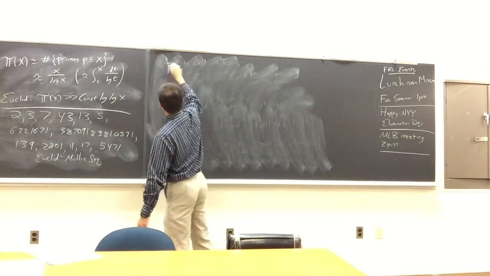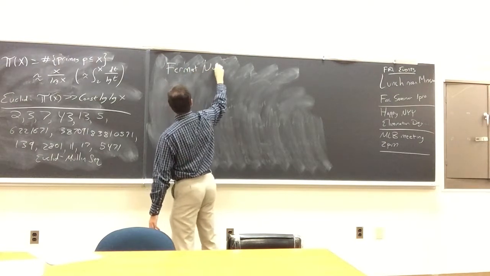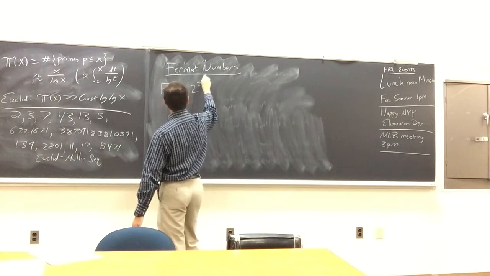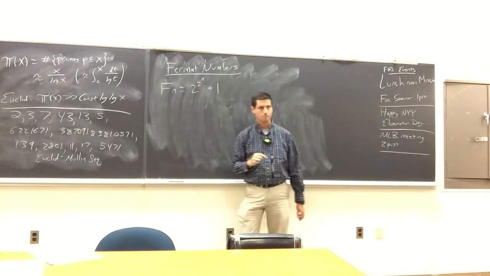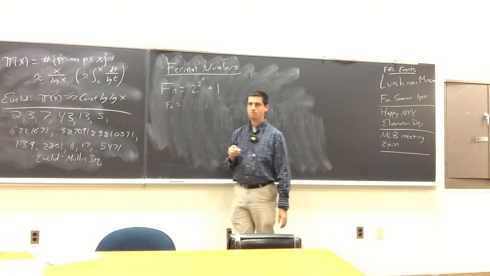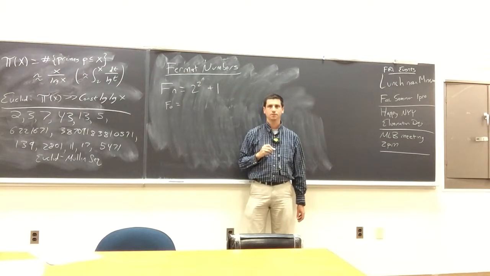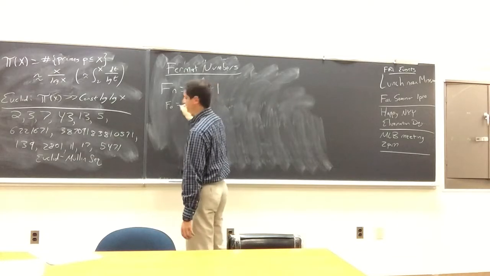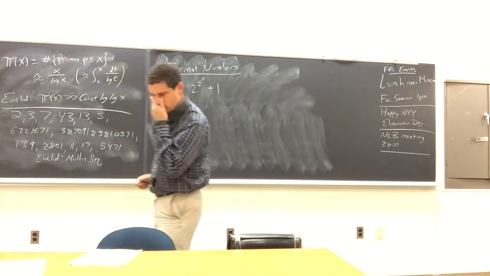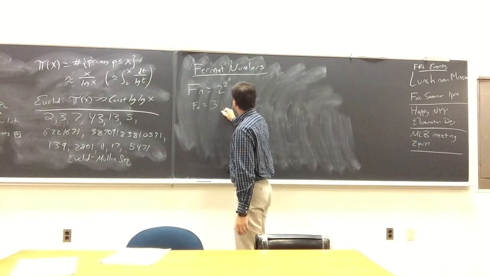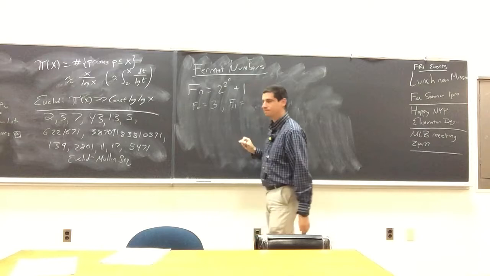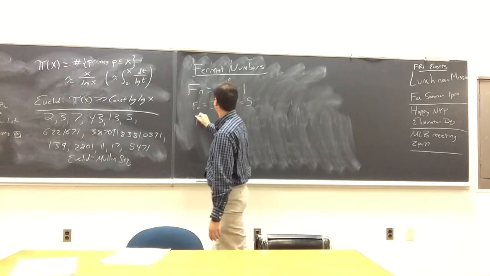Another one is Fermat numbers. So Fn is 2 to the 2 to the n plus 1. Okay. What's F0? Three. So I'm trying to think, did I make a mistake in here? Or do I want to start with a minus 1? No, this I want to do this way. F1. F2.